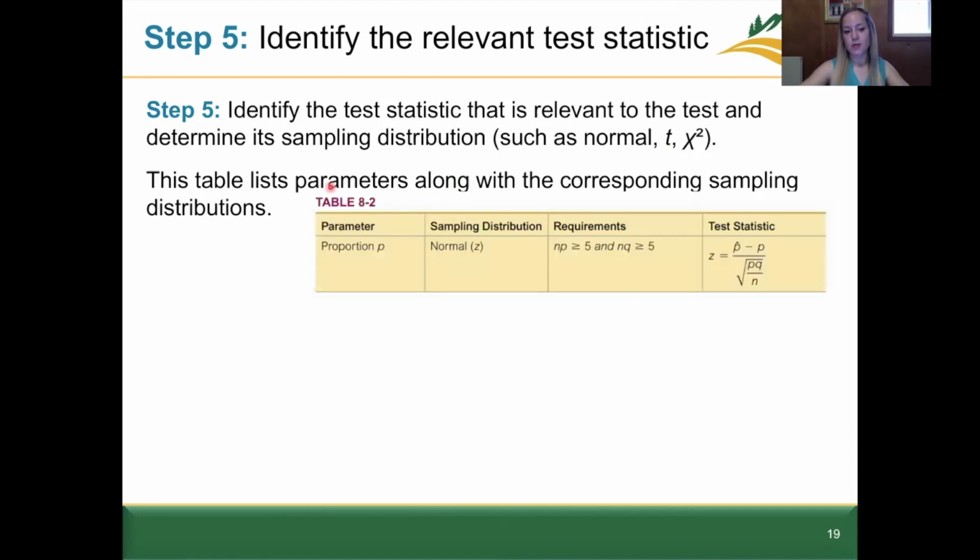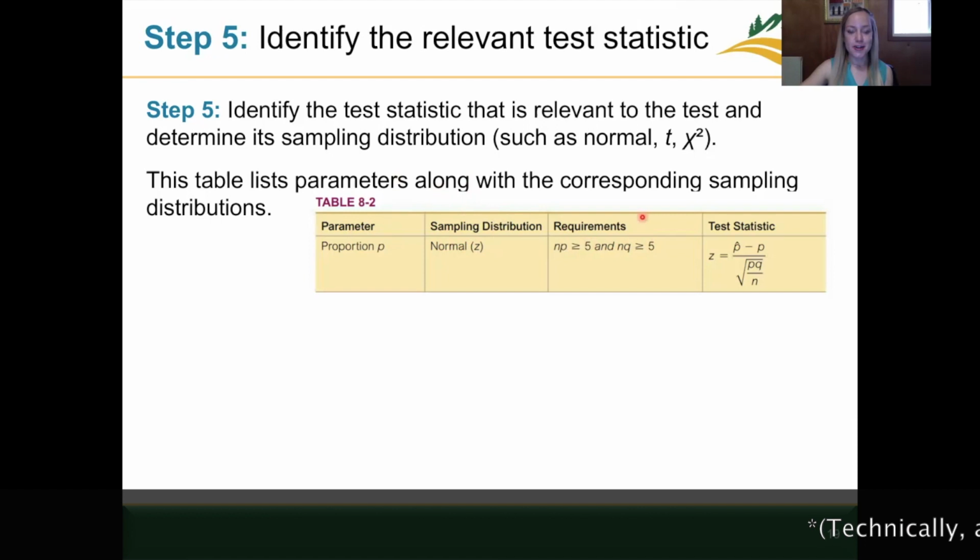This is table 8.2 in your book, so when we're specifically dealing with a population proportion, P, as our parameter, then we follow along on this row. So we determine the sampling distribution as a normal distribution. Remember, for a standard normal distribution, we use z values as our x-axis. So if we have a proportion, then we connect that to a normal sampling distribution. With this normal distribution, we need to check the requirements. So we need to see that n times p is greater than or equal to 5 and n times q is greater than or equal to 5.